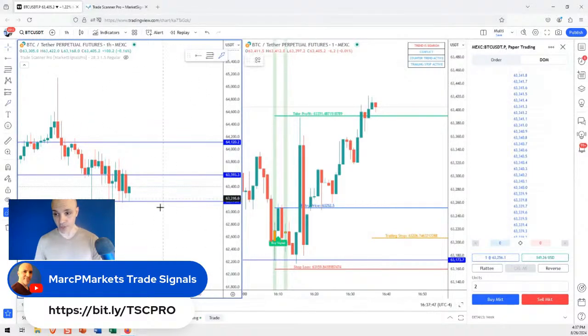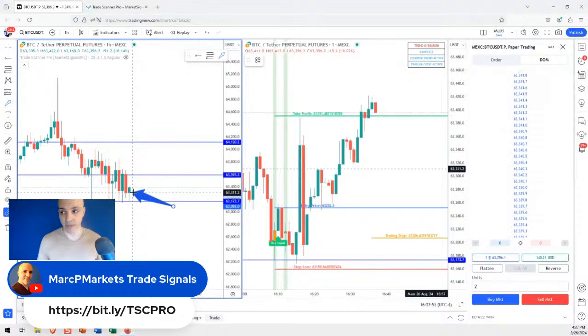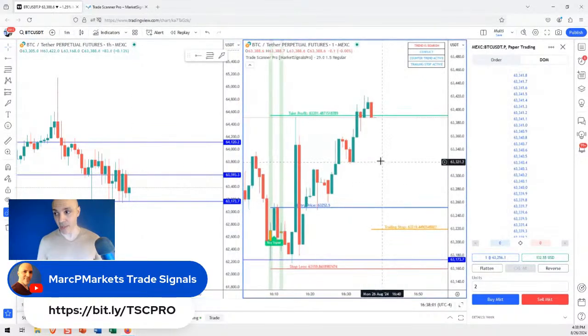Look at our location. This is not a bad location for a long, and there's plenty of room. This thing can easily run up more. So you have to make that decision. The trade scanner can't make that decision for you. You have to decide, do I want to let it ride? Do I want to take my profit? Since I locked in profit, it doesn't hurt to let it ride.